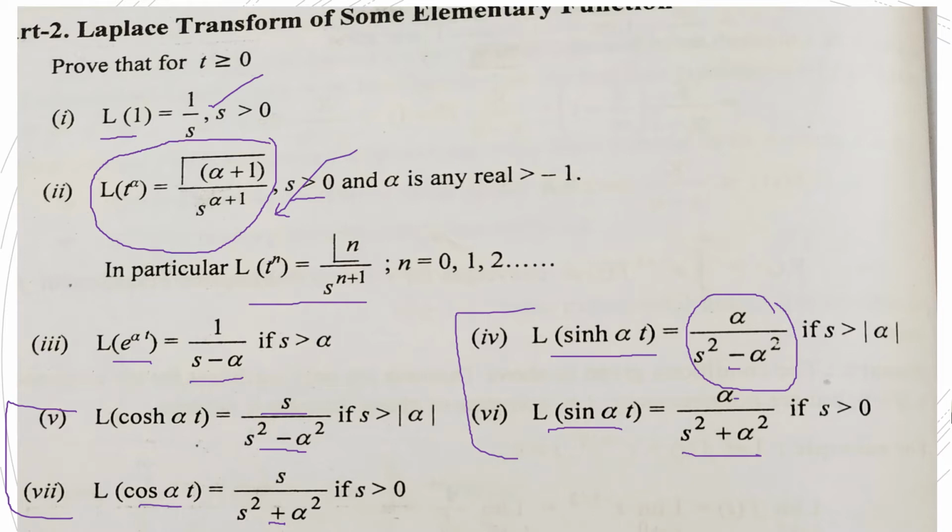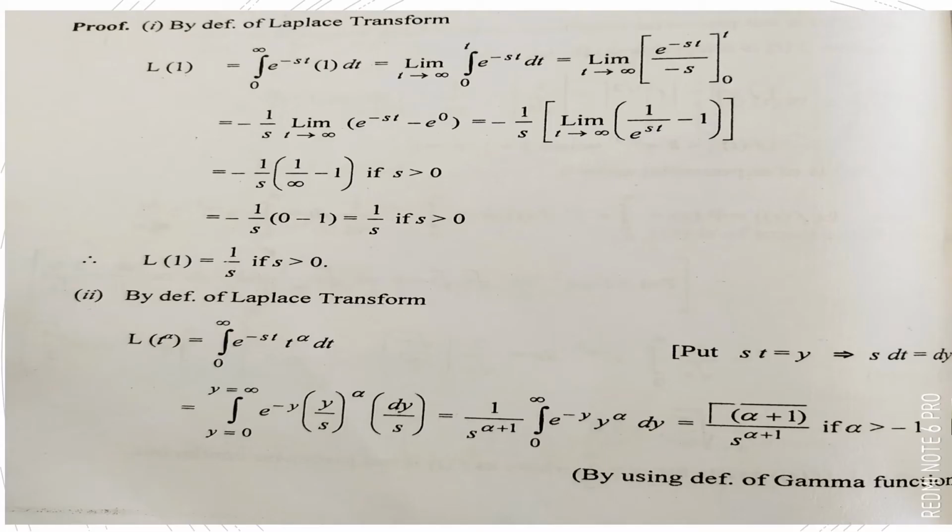I will explain the first and second parts. The proofs of the other parts are left to you. You can do them very easily using the definition of Laplace transforms. Now look at the first one. We have seen that the formula for Laplace of 1 is 1 upon s. Now we have to prove this.